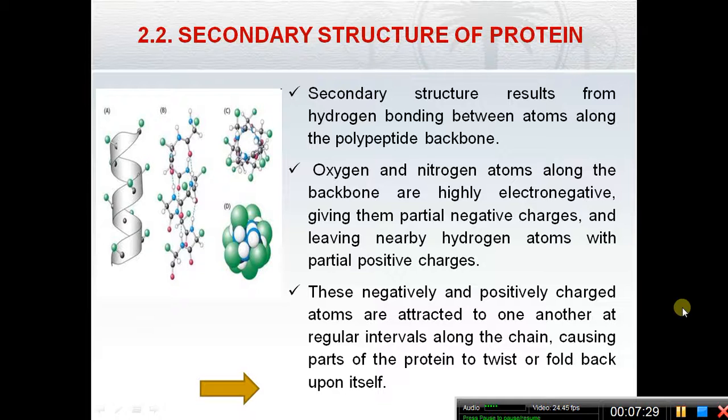Secondary structure results from hydrogen bonding between atoms along the polypeptide backbone. Oxygen and nitrogen atoms along the backbone are highly electronegative, giving them a negative charge and leaving nearby hydrogen atoms with a positive charge. These negatively and positively charged atoms are attracted to one another at regular intervals along the chain, causing parts of the protein to twist or fold back upon itself.